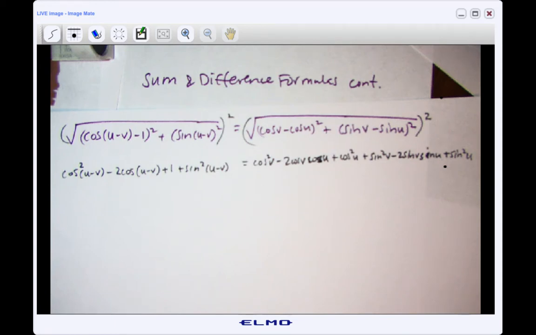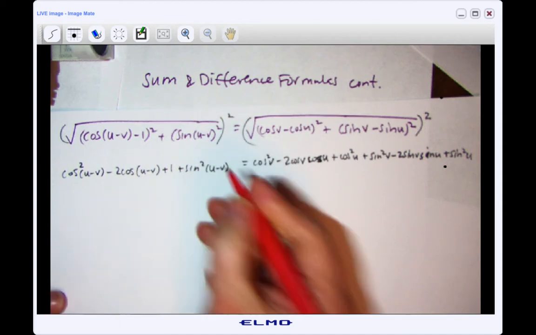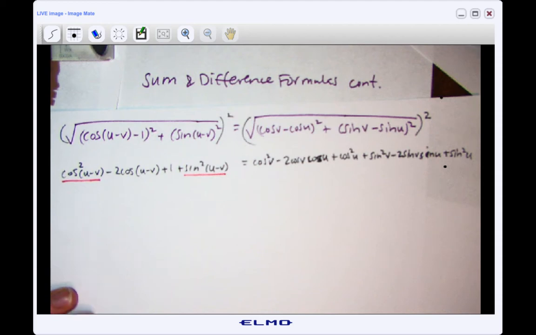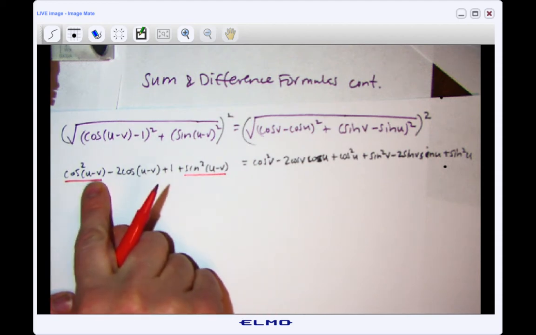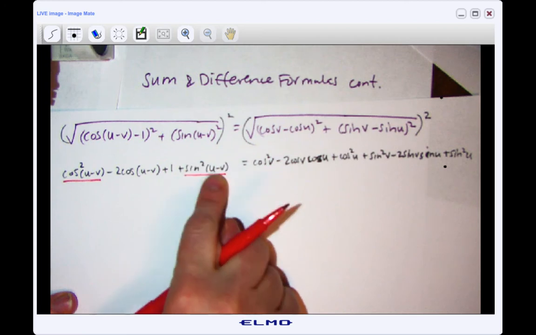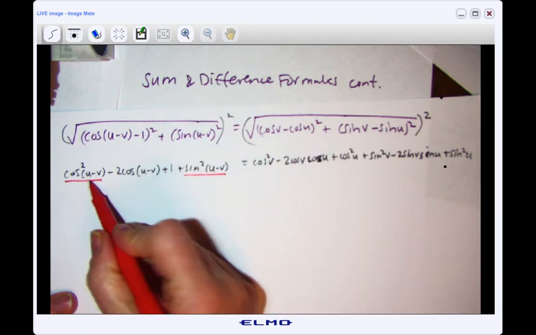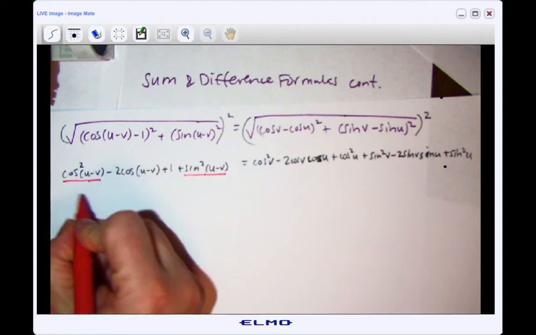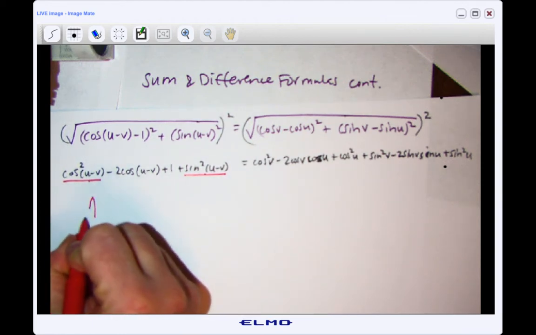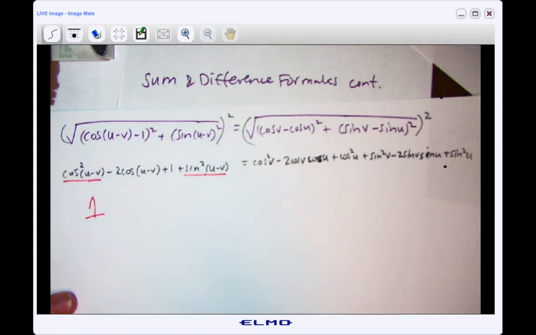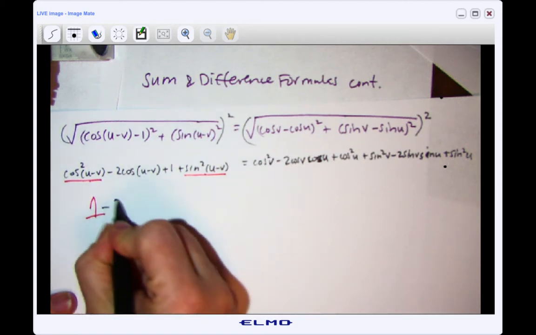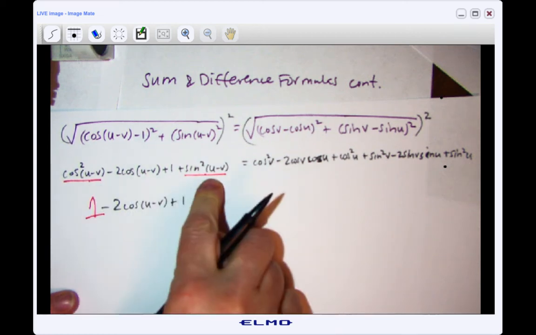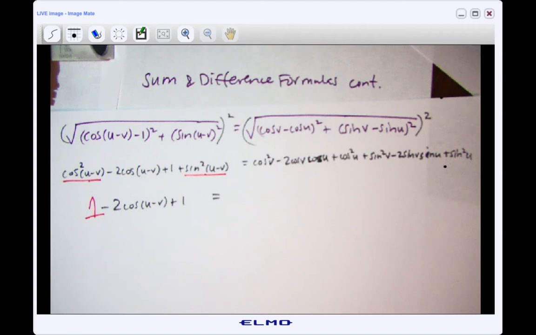So I'm going to do something wonderful right now using my trig knowledge. Take a look at this one and this one. Again, I know I'm zoomed kind of far out, but everybody can see that this is cosine squared of some angle plus sine squared of some angle. If I add a cosine squared and a sine squared of the same angle, hopefully everybody remembers from my Pythagorean identities that that is just a 1. Yes? And then I have minus 2 cosine u minus v plus a 1. That's what's left on this side because I combined these two to make a 1.